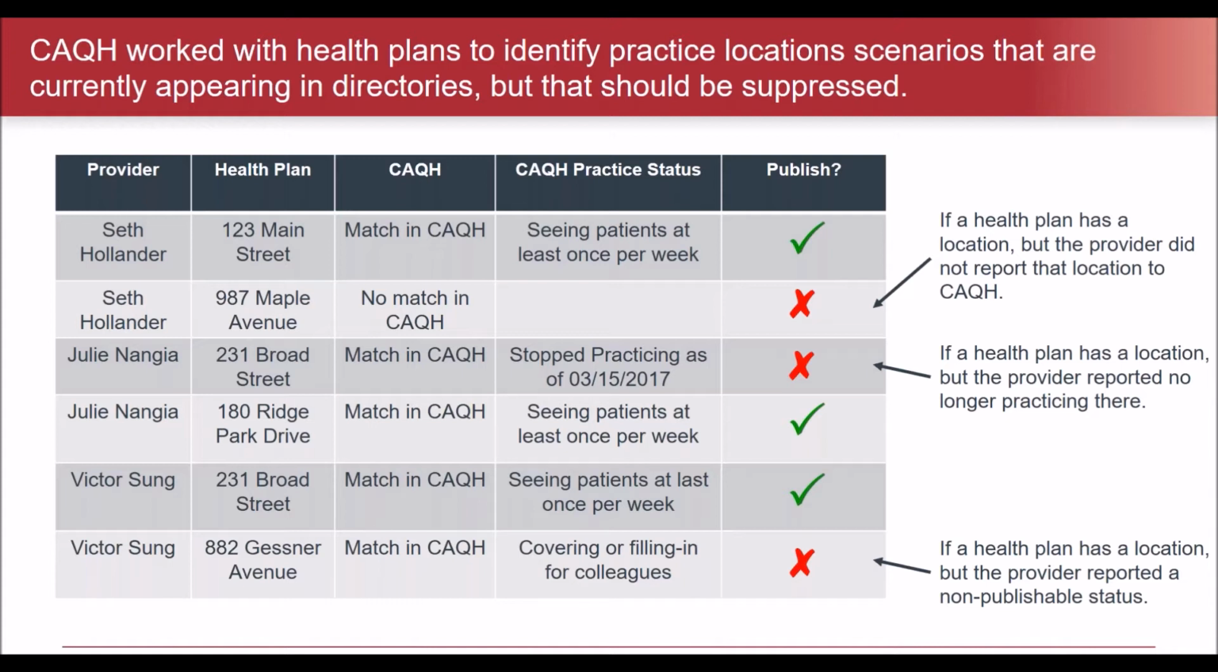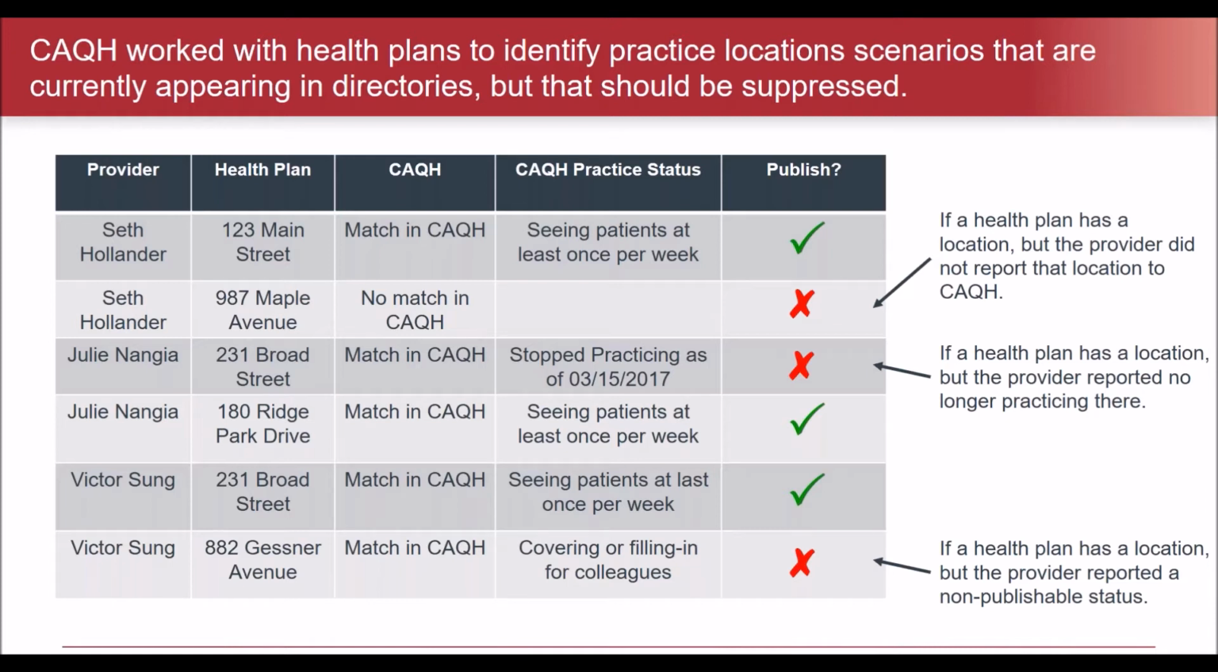The second row here, you've got Dr. Seth Hollander. He's also listed at 987 Maple Avenue by the health plan. And CAQH says that, well, Dr. Hollander hasn't reported 987 Maple Avenue in the portal. So it's likely that that location should be suppressed within the health plan's directory.